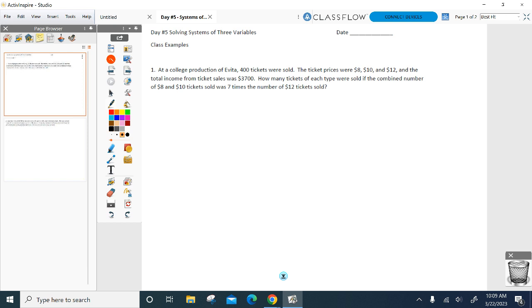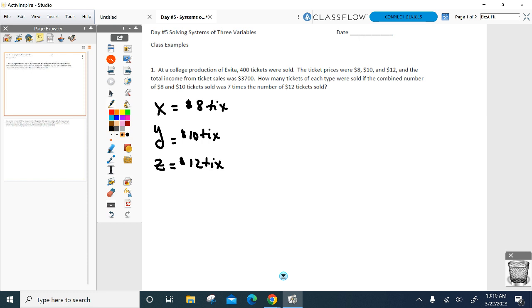But I got three types of tickets. How many of each ticket did I sell? I'm not going to get crazy with the variables. I'm going to stick with X, Y, Z. I'm not going to go E for 8, T for 10, W for 12. I'm just going to stick with X, Y, and Z. And that is each type of ticket. So X, that's going to be my $8 tickets. How many $8 tickets did I sell? Y, going to keep going down the list here. $10 tickets. And then finally Z, $12 tickets. Right?